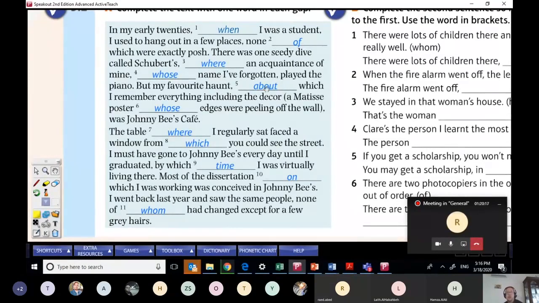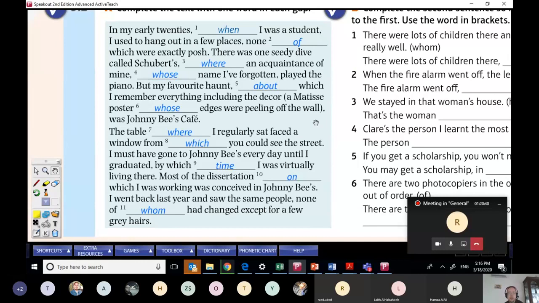My favorite haunt, about which I remember everything, including the decor. Decor is decoration. A Matisse poster whose edges were peeling off the wall, was Johnny B's Cafe. The table where I regularly sat faced a window from which you could see the street. I must have gone to Johnny B's every day until I graduated, by which time I was virtually living there.